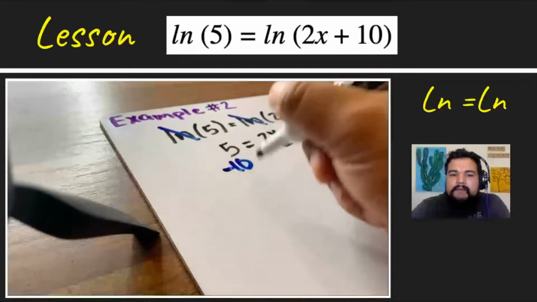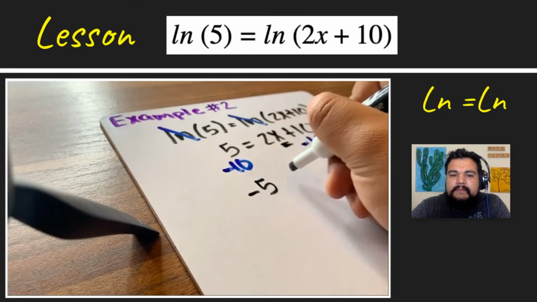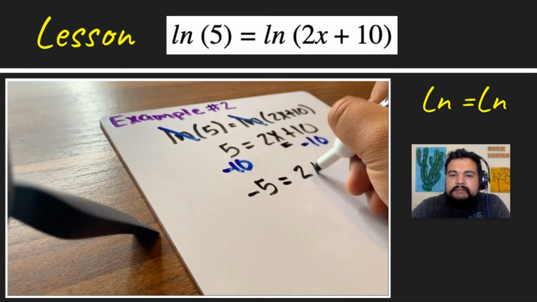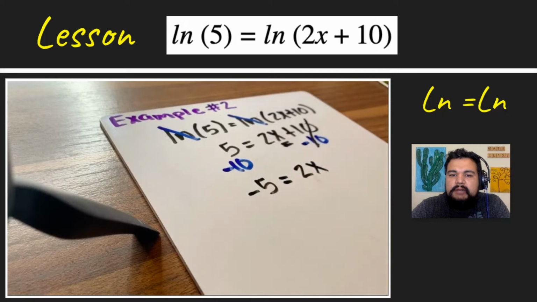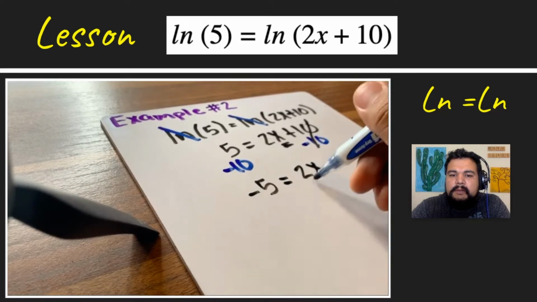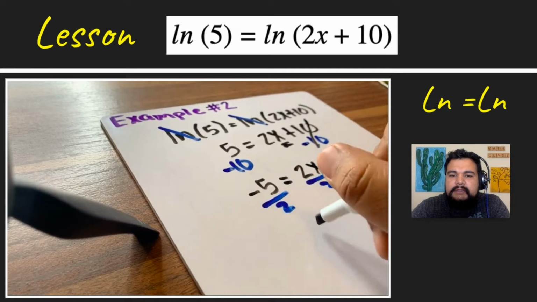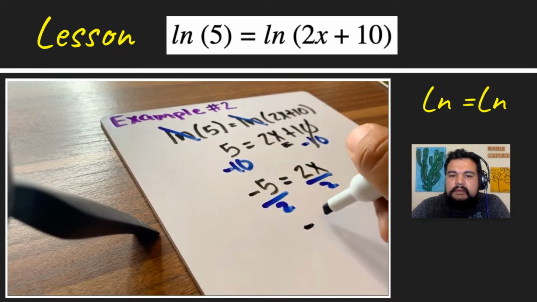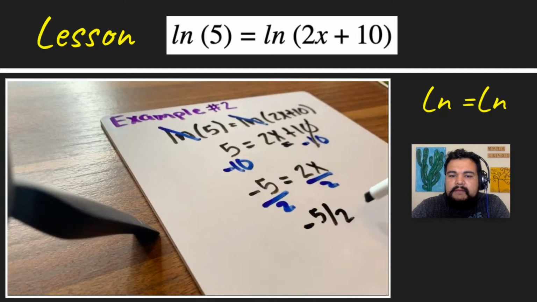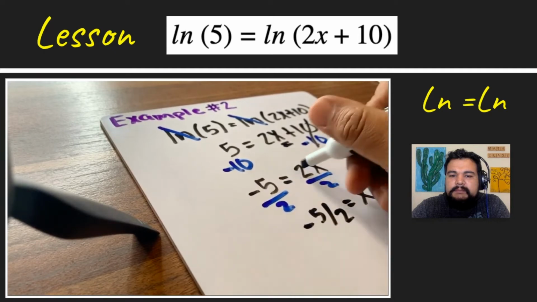So you end up with negative 5 equals to 2x. And then to get rid of the 2, we're going to divide by 2. So therefore, x is equal to negative 5 over 2.